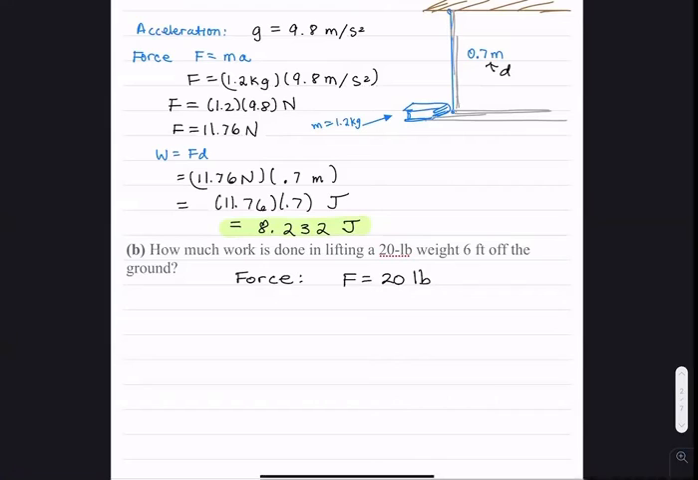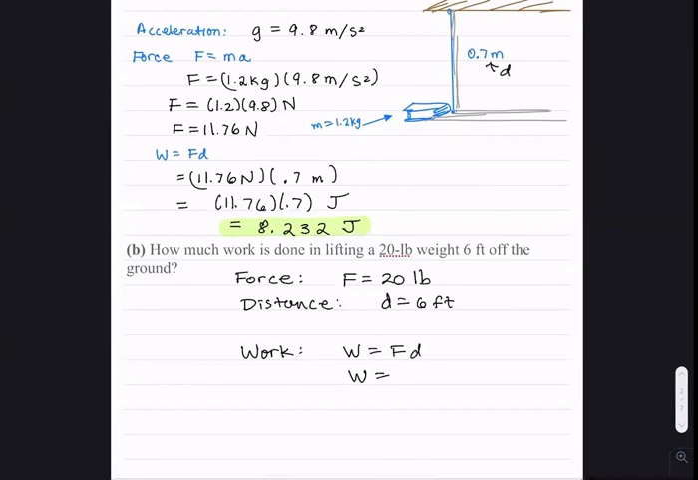And then the distance is 6 feet. And so we just put it into our formula for work when, again, the force exerted on the object is constant, and work is equal to force times distance. And so work is equal to 20 pounds times 6 feet. I can do that one in my head. 120 foot-pounds is what the work is.